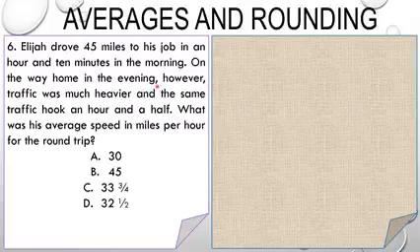Number 6. Elijah drove 45 miles to his job in an hour and 10 minutes in the morning. On the way home in the evening, however, traffic was much heavier at the same stretch, taking an hour and a half. What was his average speed in miles per hour for the round trip?